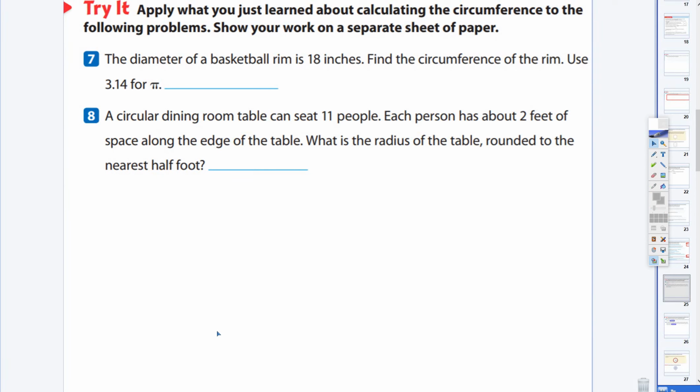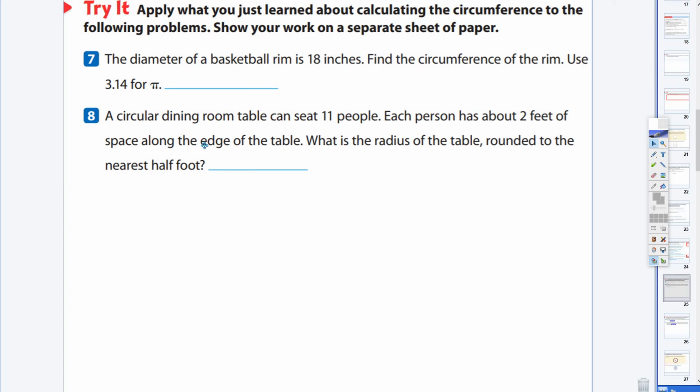Here are 2 questions that we want you to try. Question number 7. The diameter of a basketball rim is 18 inches. Find the circumference of the rim. Use 3.14 for pi. Question 8. A circular dining room table can seat 11 people. Think about that. Each person has about 2 feet of space along the edge of the table. What is the radius of the table, rounded to the nearest half foot?